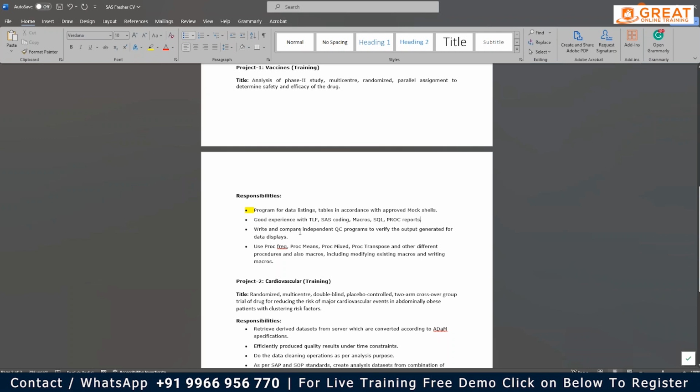Write and compare an independent QC program to verify the output generations. Yes, you'll do that one also. And the second one is proc freq, proc means, and proc mixed. Don't write it, because you are a fresher.